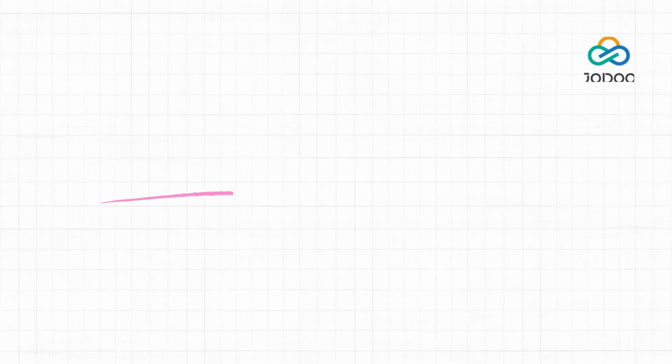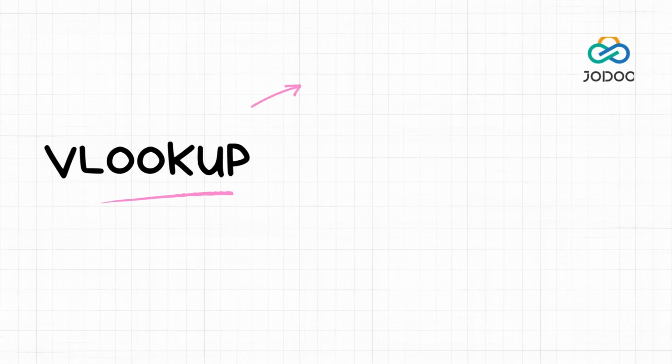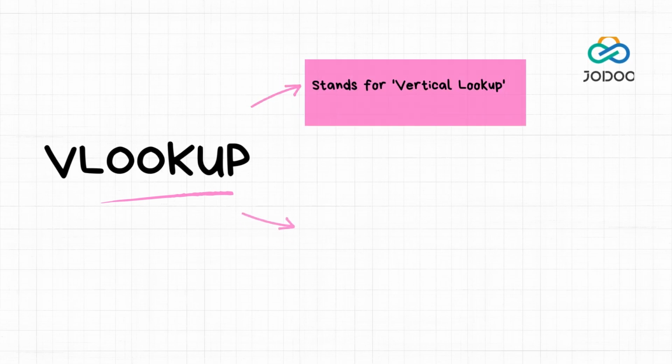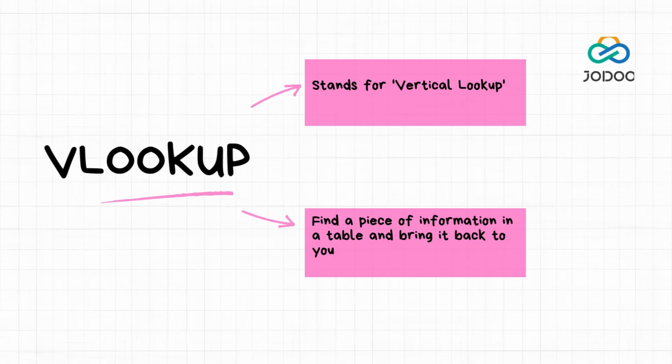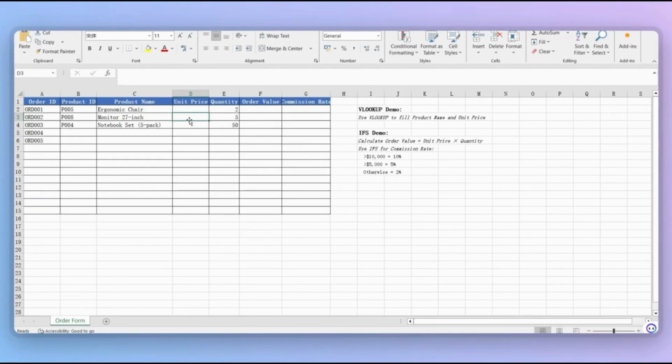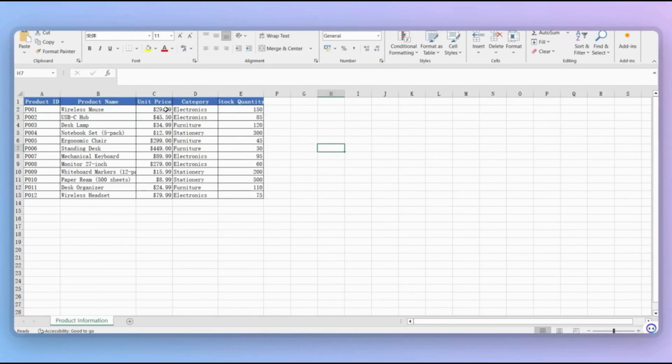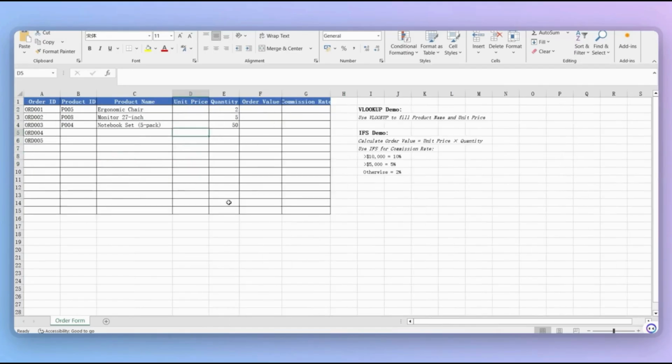First, let's master VLOOKUP. It stands for vertical lookup, and its job is to find a piece of information in a table and bring it back to you. Imagine we have our order form here, and we want to automatically pull the price from our product sheet to the order sheet based on the product name. Here's how we do it. We type equals VLOOKUP.